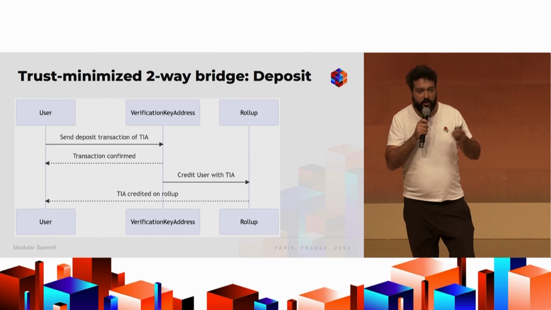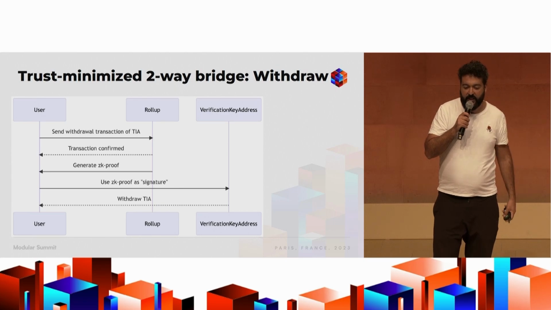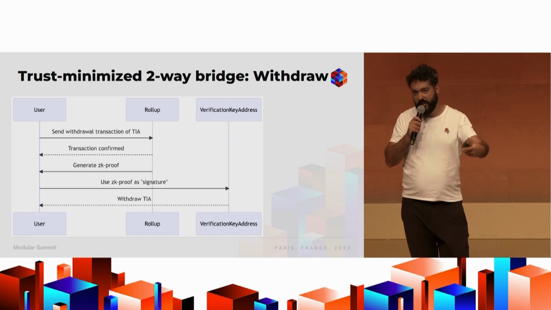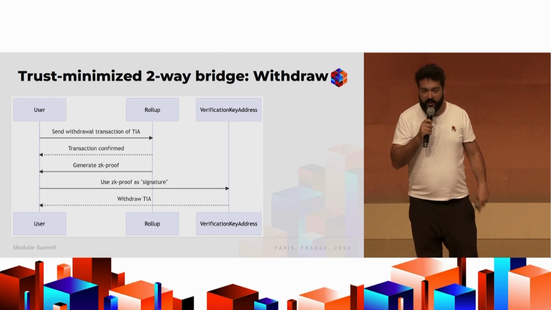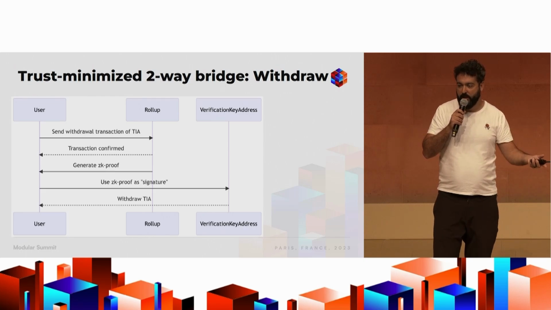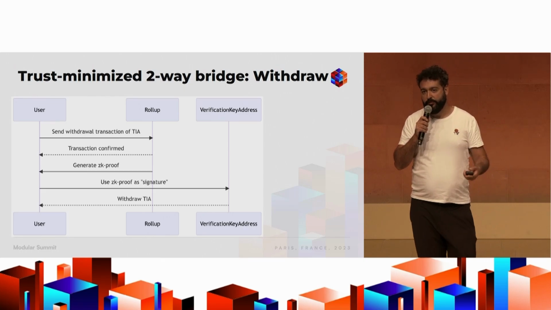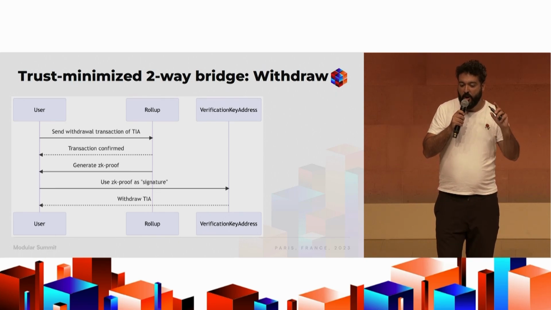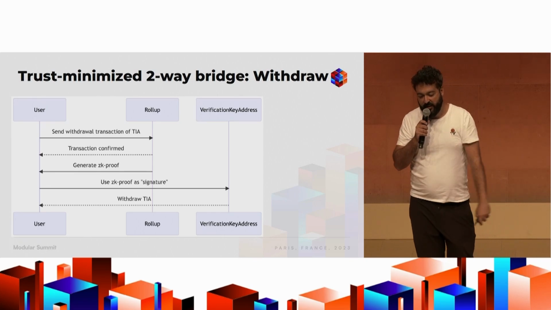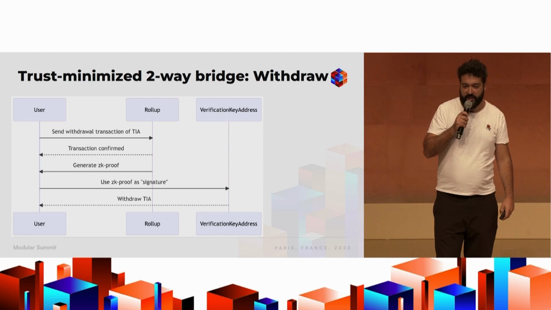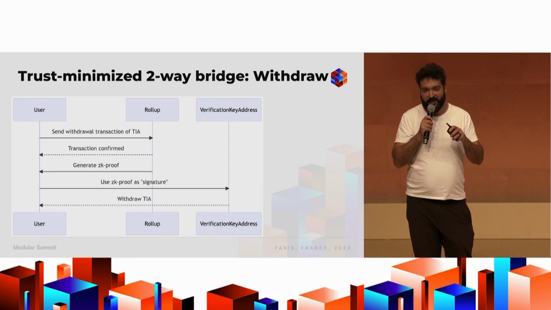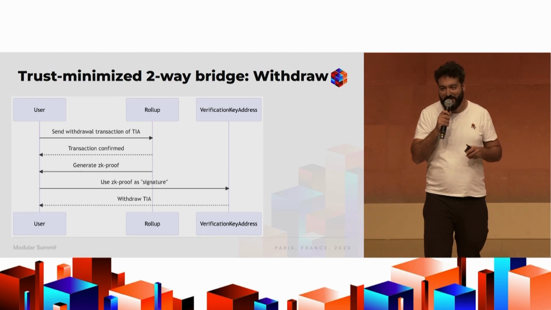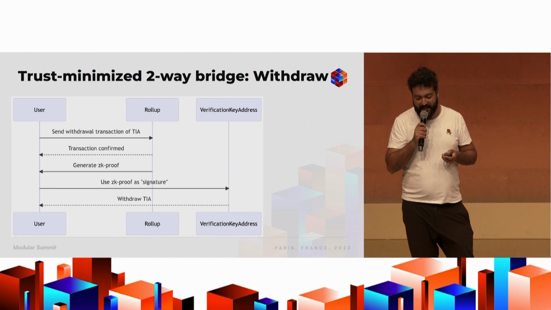And the more interesting part is, how do you bridge back? You would send a withdrawal transaction of your TIA in the rollup, right? If the transaction gets confirmed by the state machine on the rollup, you generate a ZK proof. And that ZK proof simulates or acts like a signature on the verification key address on Celestia. So that would trigger the withdrawal of TIA. That's very high level. The devil is in the detail. There are a lot of choices to make here. John would say a lot of implementation details. And indeed.